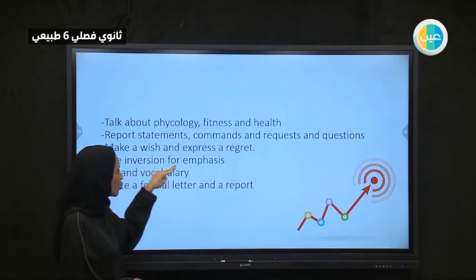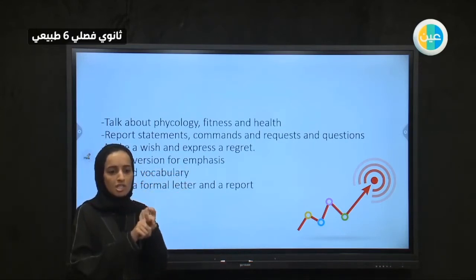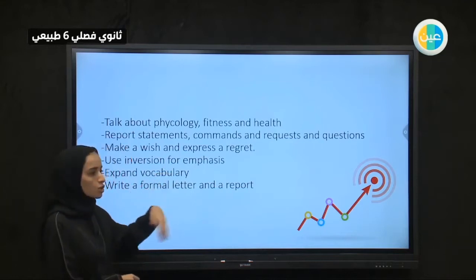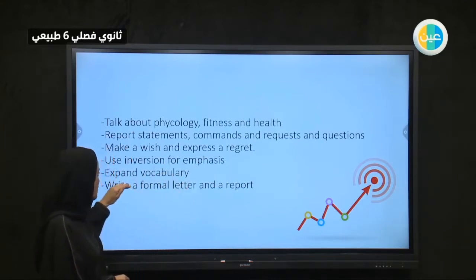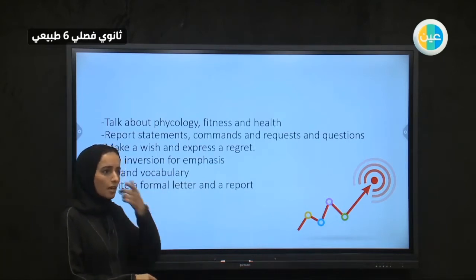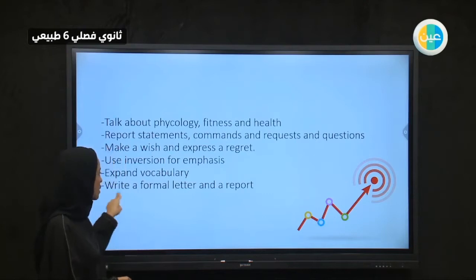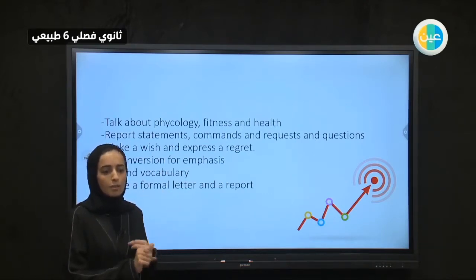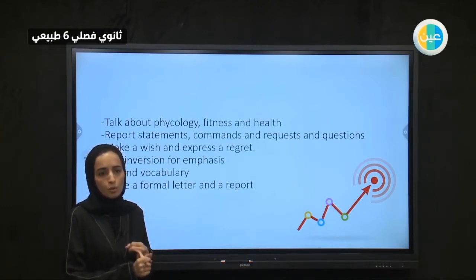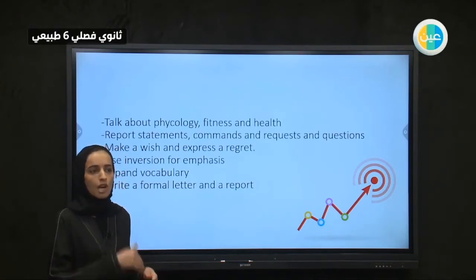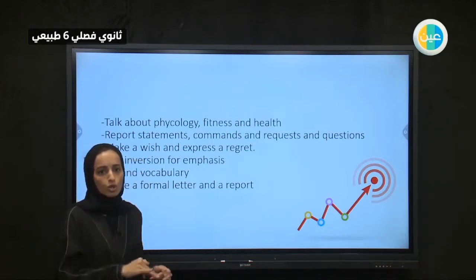Use inversion for emphasis, which is changing the sentence order into a question order, but it is still giving the meaning of a sentence. For emphasis, which is giving extra information. Expand vocab, which are the idioms, the phrasal verbs, make and put, and the expressions. And write a formal letter. You started writing a formal letter, then by the end of unit 6 you wrote a report, and both of these are formal writings. They are for a superior, not to a colleague or to a peer.